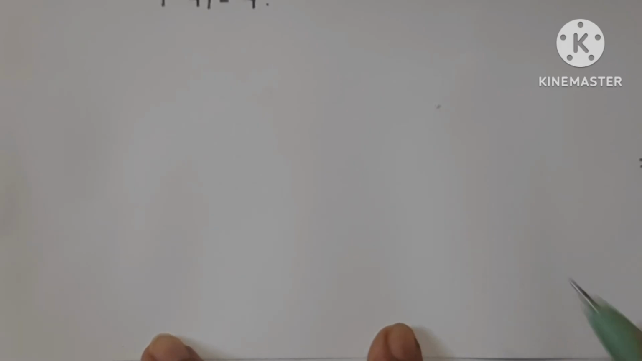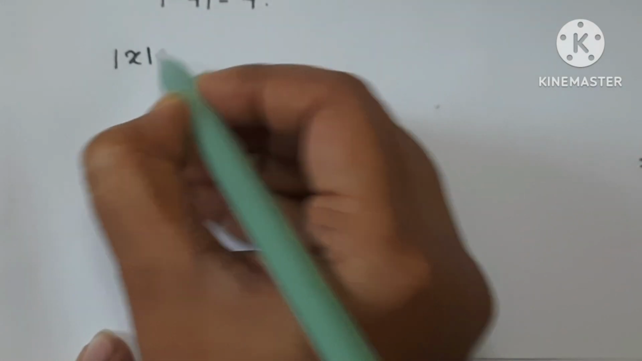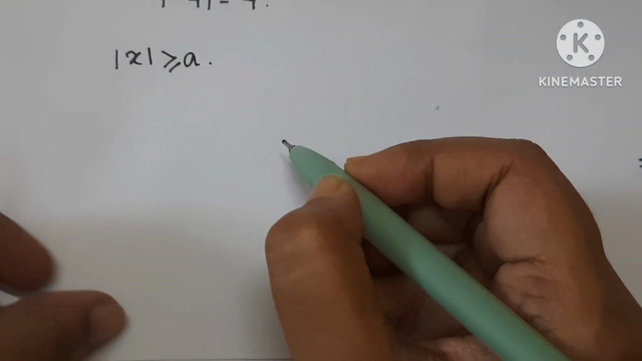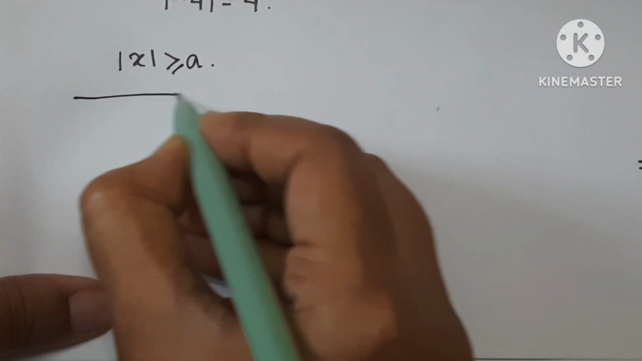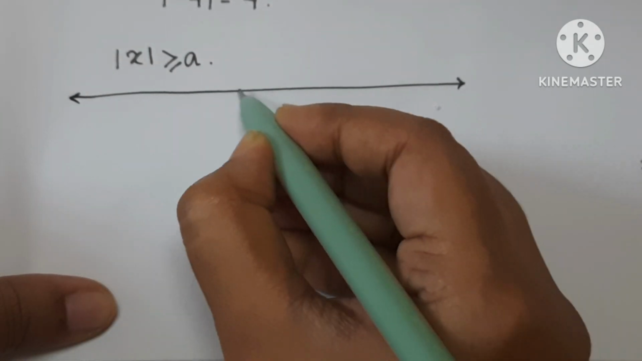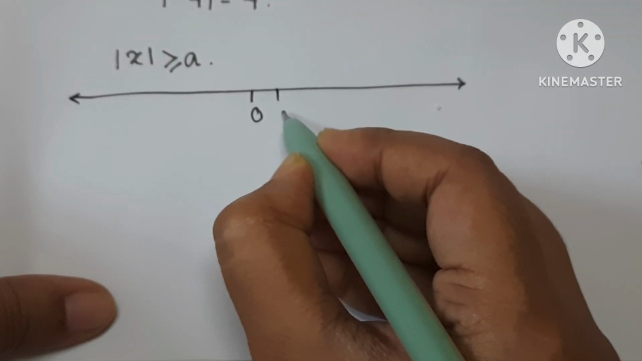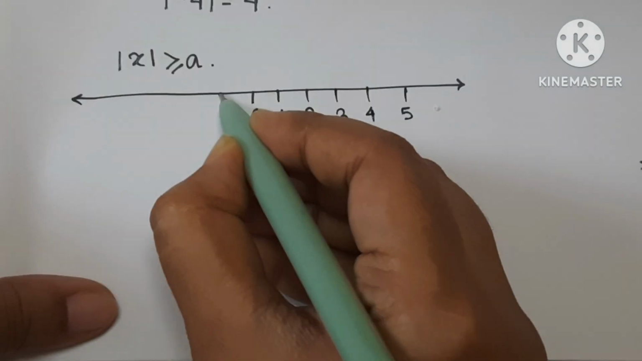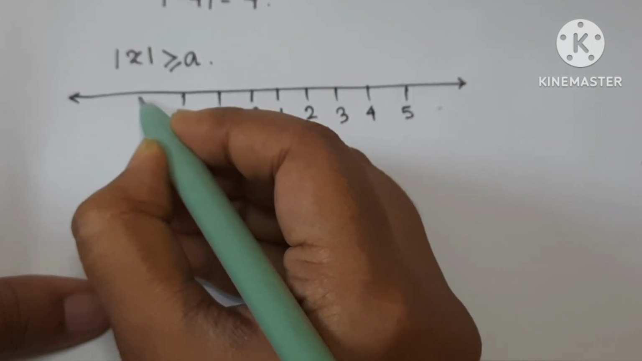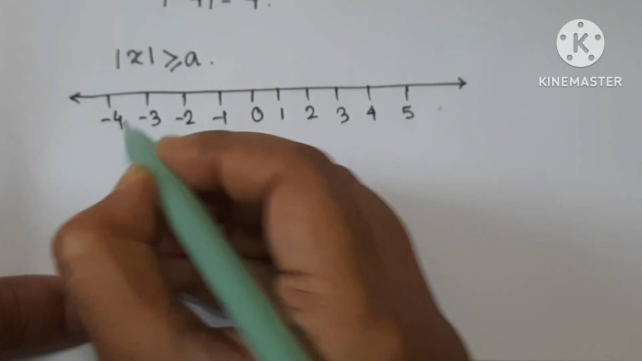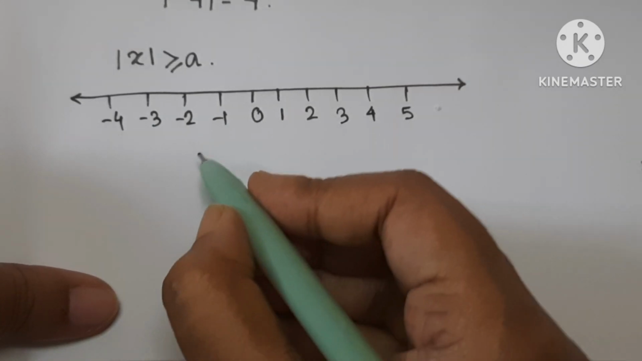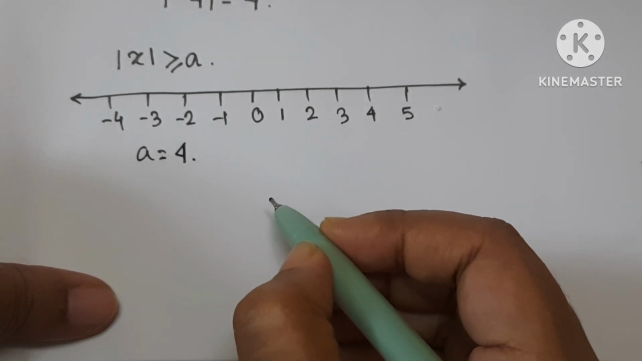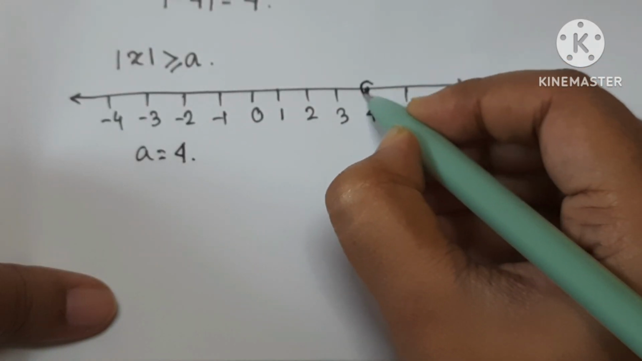Now another thing, suppose mod of x is greater than or equal to a. Now what does it mean? Again we are using the number line to understand this. 0, 1, 2, 3, 4, 5, and here -1, -2, -3, -4. Now suppose a equals 4. So this is the point.